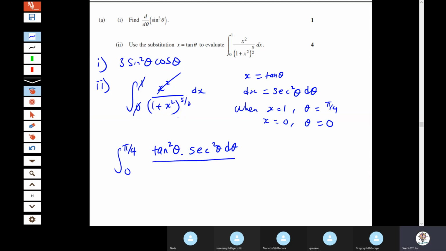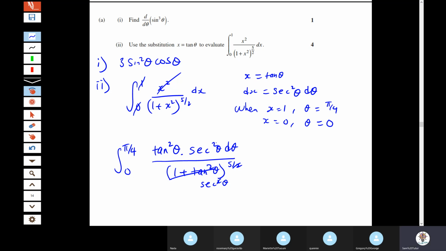On 1 plus x squared, to the power of 5 over 2. 1 plus tan squared. What's 1 plus tan squared? Obviously sec squared. What's 2 times 5 over 2? 2 times 5 over 2 is just 5. So then the 2 and the 2 cancel out. We've got sec to the 5. What happens with the 5 and the 2?